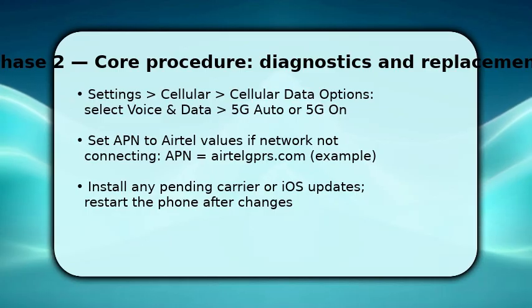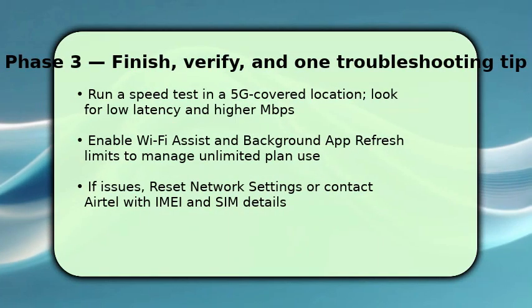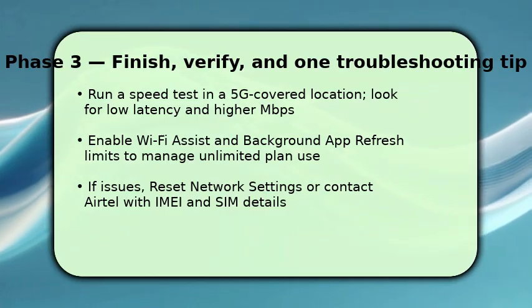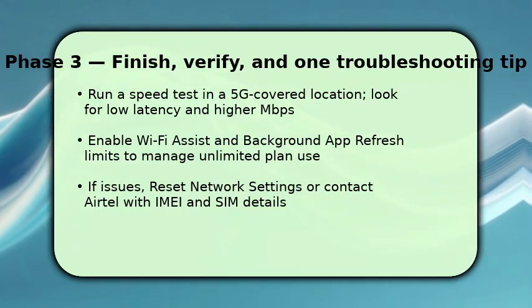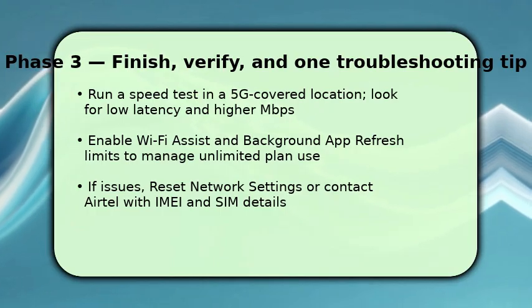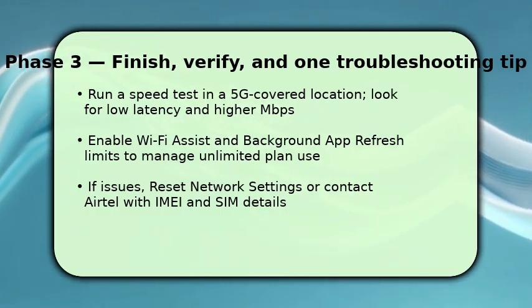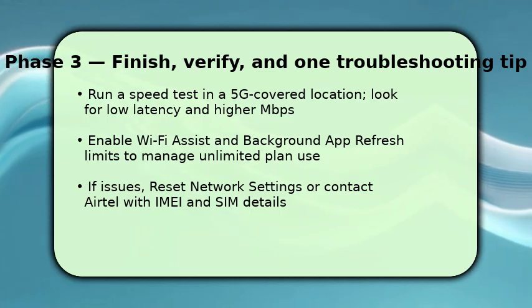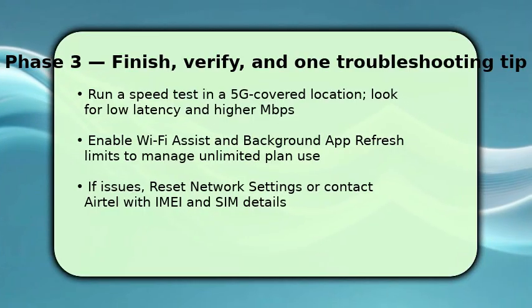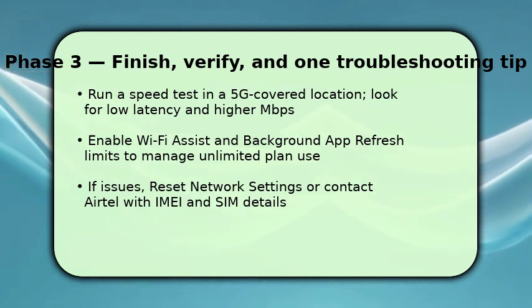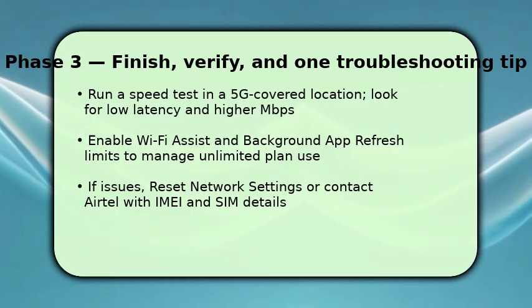Finish by validating performance. Go to a known 5G area and run a speed test. You should see higher Mbps and lower latency versus 4G. Once satisfied, adjust Settings, Cellular Data to control background use and enable Wi-Fi Assist so you don't waste mobile data unintentionally. If you don't get 5G, reset network settings in Settings, General, Transfer or Reset iPhone, Reset, and then contact Airtel with your IMEI and SIM number. That single troubleshooting step often resolves provisioning.